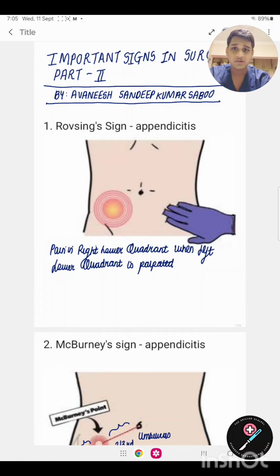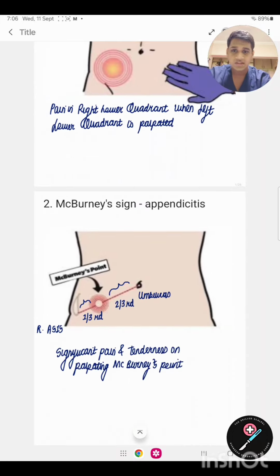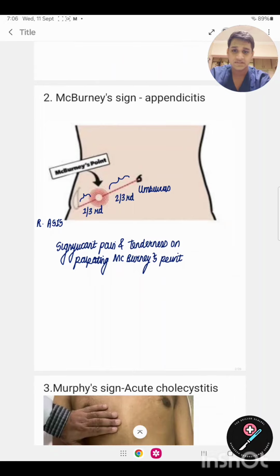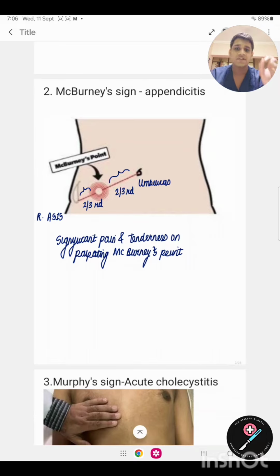So first we are going to talk about the Rovsing sign seen in appendicitis. It is the pain in the right lower quadrant when the left lower quadrant is palpated. Then is the McBurney sign also seen in appendicitis. As you know, McBurney's point is the point which is 2/3 from the umbilicus and 1/3 from the right ASIS, which is the point of maximum tenderness in appendicitis. There is significant pain and tenderness on palpating the McBurney's point.